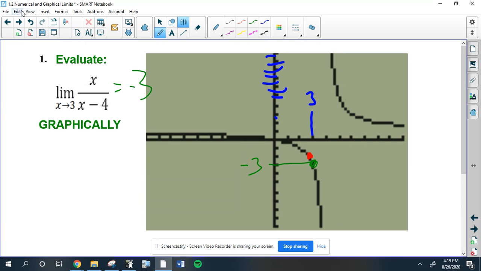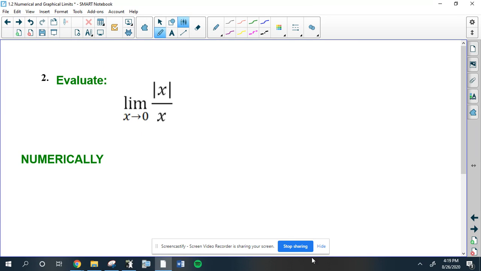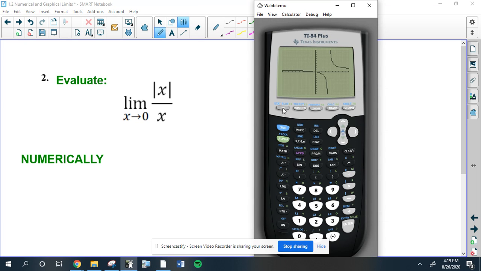The next example is this. That's a strange looking example that we probably looked at numerically. Let's look at it graphically. So graphically, we'll have to be able to type in the absolute value function. So let me just clear the top and bottom here. I'll throw the x on here.